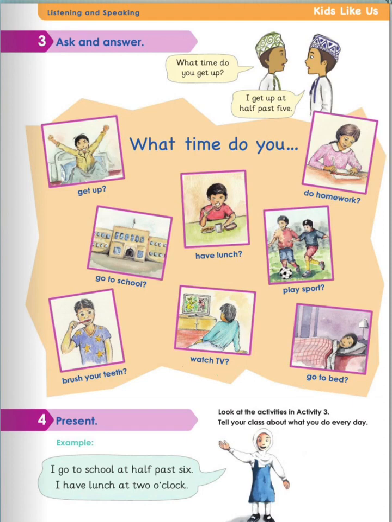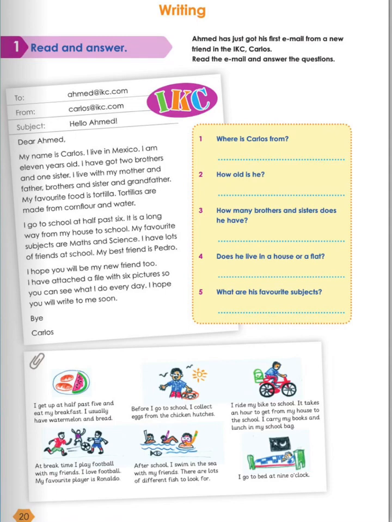Now for present in front of the class, but first look at the activity in activity 3. Tell your class about what you do every day. For example, I go to school at half past 6. I have lunch at 2 o'clock. And so on. Moving on to writing, read and answer.